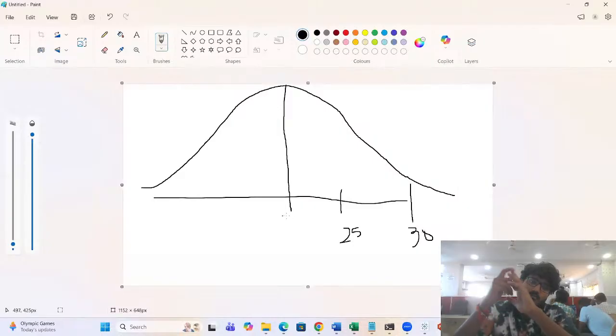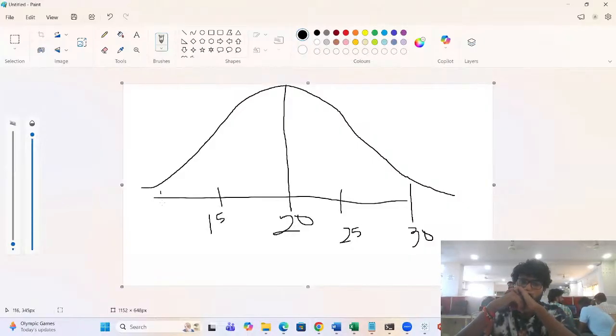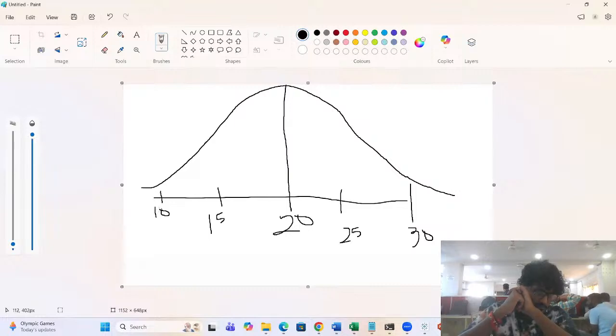Just assume, and this is 2000, the central point. So two points are distributed toward the right side and two days are distributed toward the left side. This is 1500, this is 1000. Which means the data is equally distributed toward the right side and left side of your central point. You get my point? Then in that case, you say the data is normally distributed.